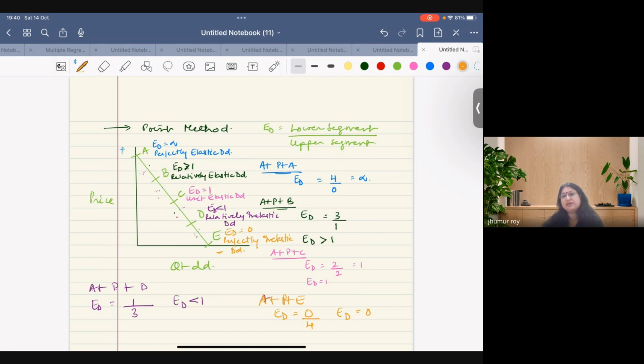In this method, they have said that elasticity at different points of the curve will be different. Yes, good evening, Vasant. Joined a little late. We finished quite a bit.